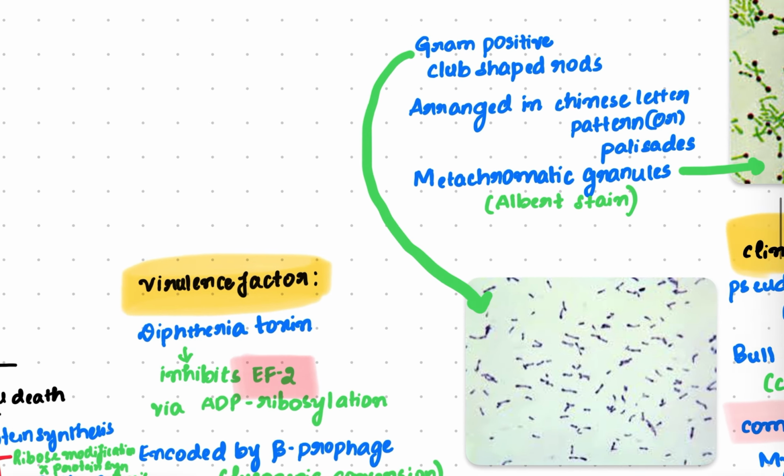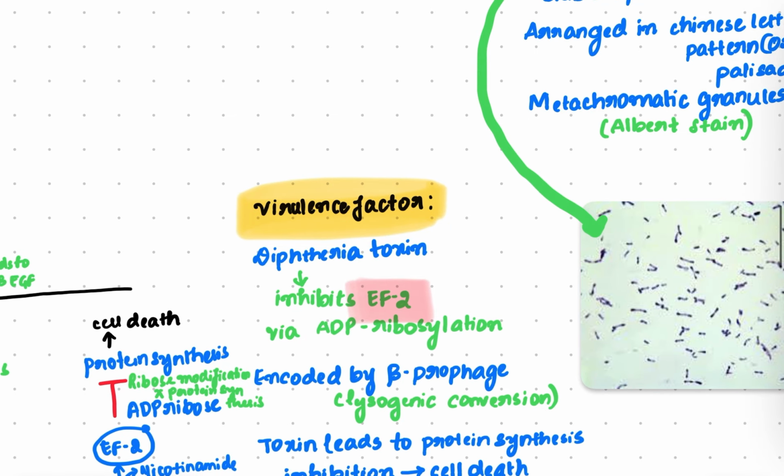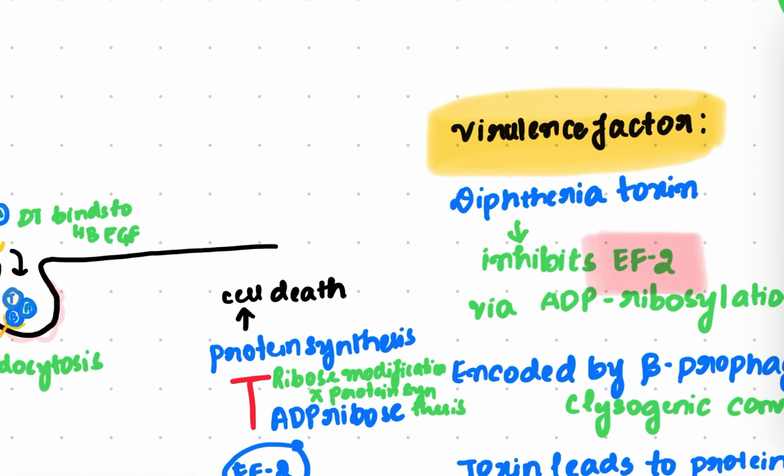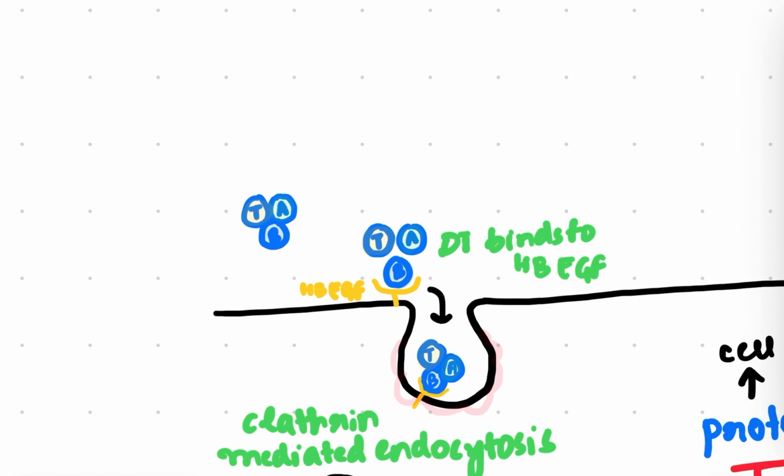Coming to the virulence factor, how this organism causes the disease: Corynebacterium diphtheriae are toxin-producing organisms. Only the toxin-producing organisms will cause the disease. These have a specific tox gene. The toxin of Corynebacterium diphtheriae has two parts, part A and part B. A stands for active part and B stands for binding part.